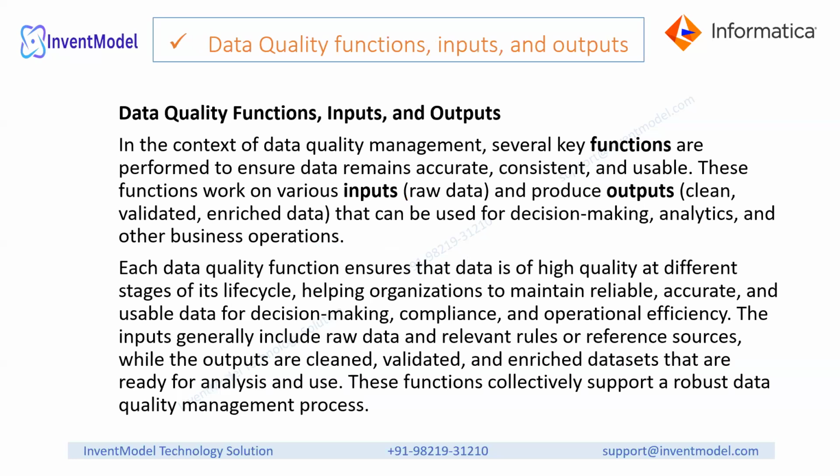So if we define any functions or any rules in data quality, we need to pass some inputs. Once we pass some inputs, and that information passes to some assets or logics or rules, it gives us some output. Okay. So in the context of data quality management, several key functions are performed to ensure data remains accurate, consistent, and usable.